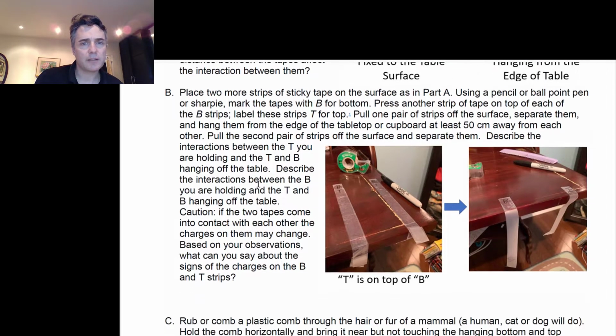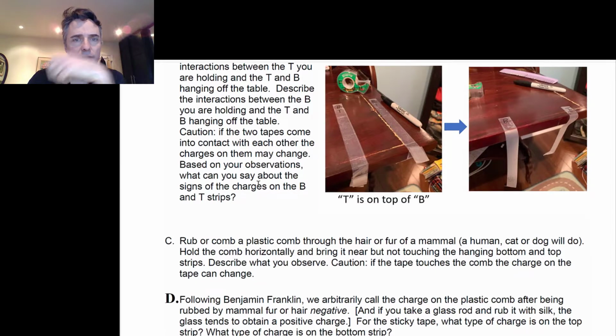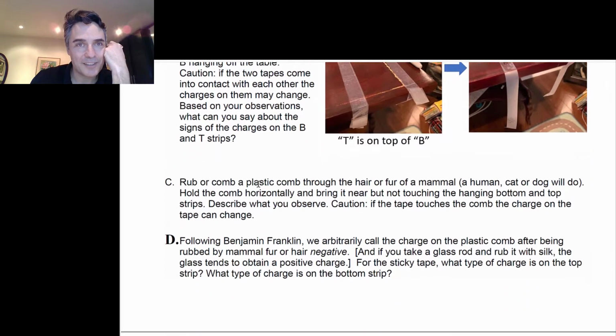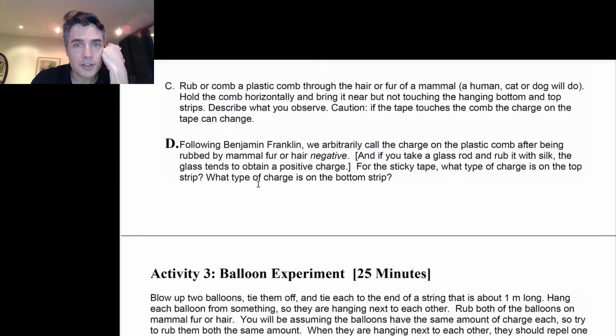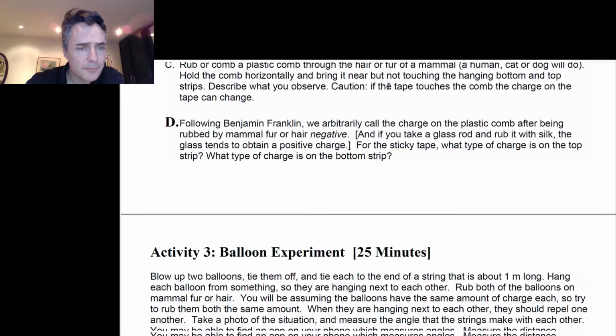You're going to do that a few times, at least 2 different times, and get several pieces of tape. It takes a lot of tape. And you need a comb that you're going to rub through the hair or fur of a mammal. So hopefully you have a mammal handy around.